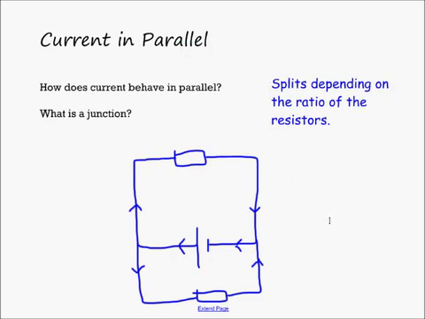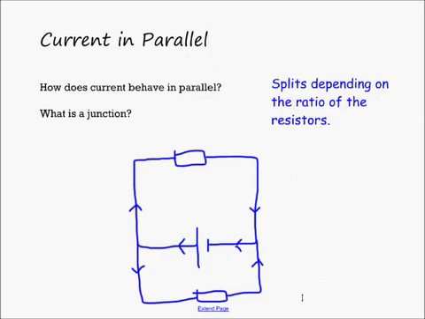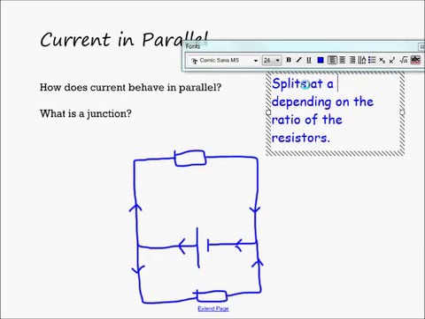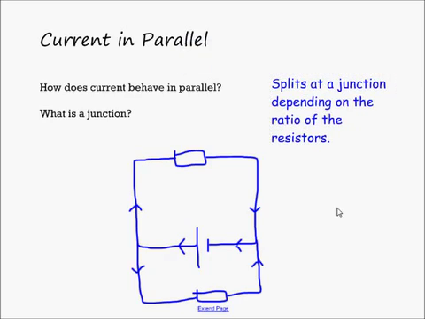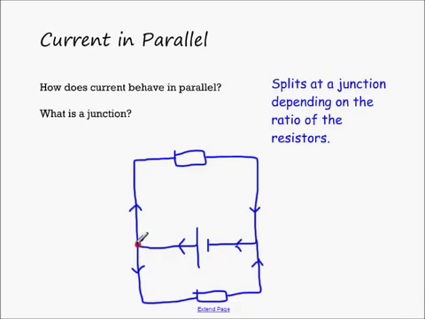What is a junction? You've got to be aware of where the current actually splits. Well, it splits at a junction, depending on the ratio of the resistors. What is a junction? Let's just put one out. Where wires have different paths at a point, that is a junction.